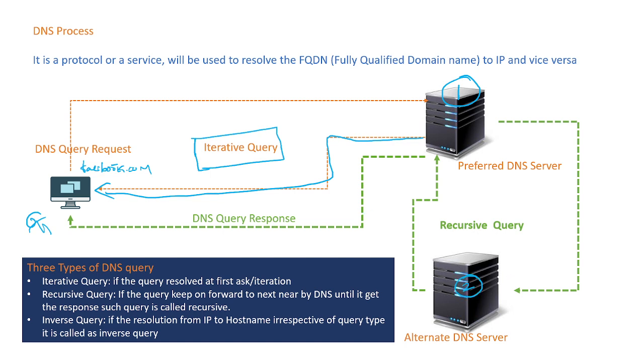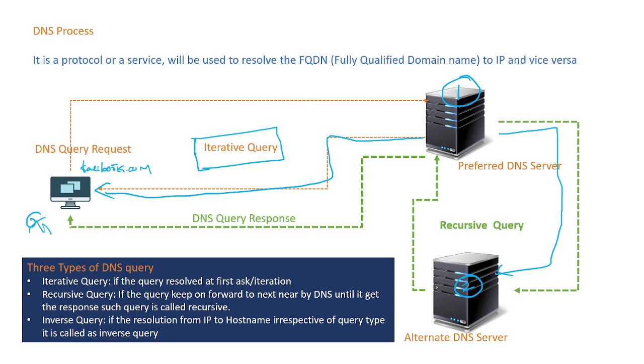And the second one is the recursive query. Why do we call it recursive? See, I am asking for the facebook.com IP address from the preferred DNS server, and this person looks for that. And if he is not finding any answer, what will he do? He will ask his colleague or his friend, stating, "Hey, do you know this resolution? Do you know the address of facebook.com?" Then he will send the query to the second person, the alternate DNS server. So here he looks for the IP address.